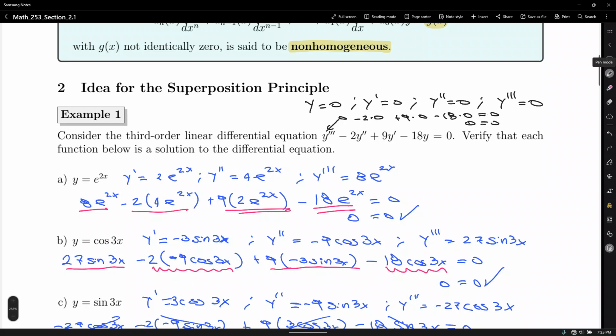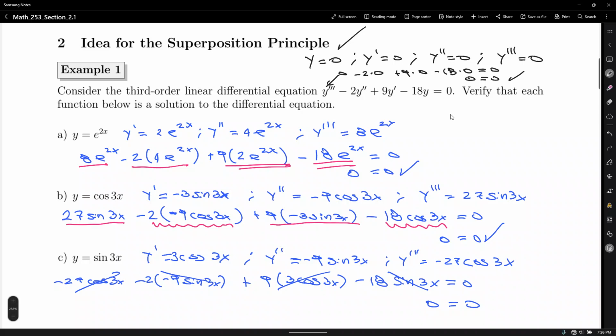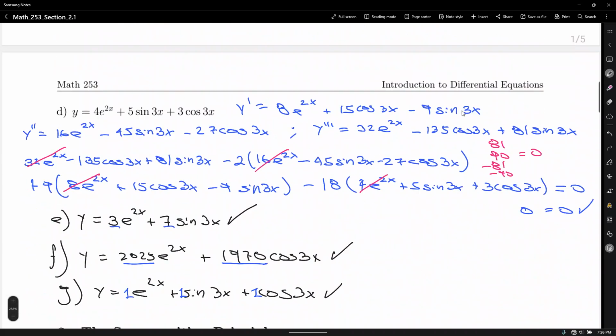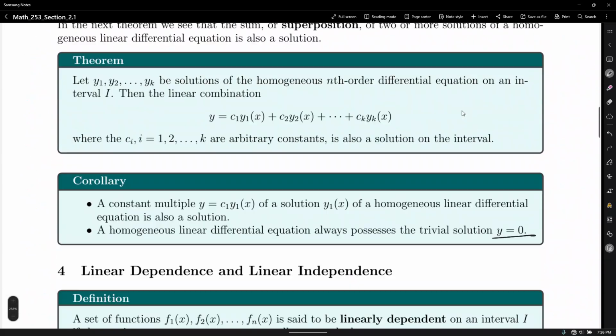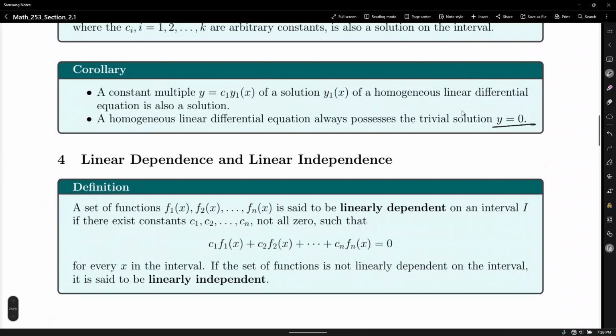So what do we have in this case? 0 equals 0. So y equals 0, which is called the trivial solution, is also a solution to the differential equation. But again, as mentioned before, we really don't care about that solution that much. All right. Okay, so now what about more properties of these functions?